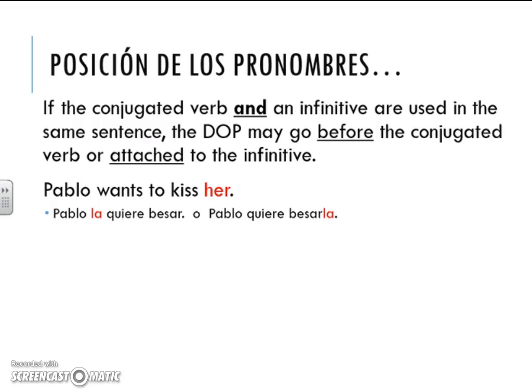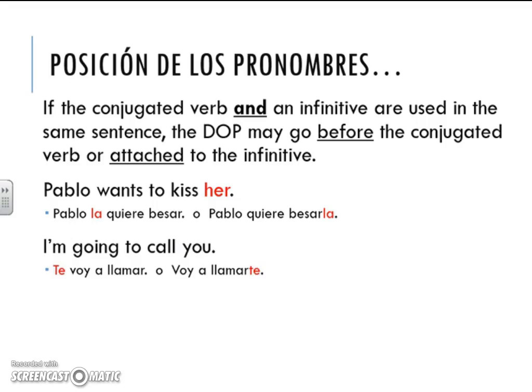So a lot of people like to do the second example, "quiere besarla," because then it follows English word order. You're going word for word, saying Pablo wants to kiss her. The other way, you actually have to think of the direct object before the verb, which can be tricky.